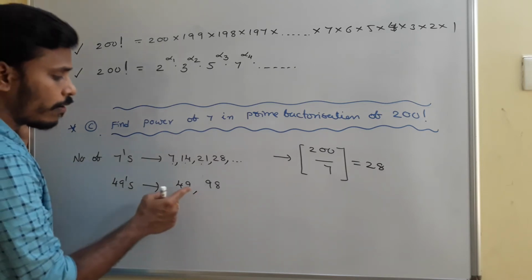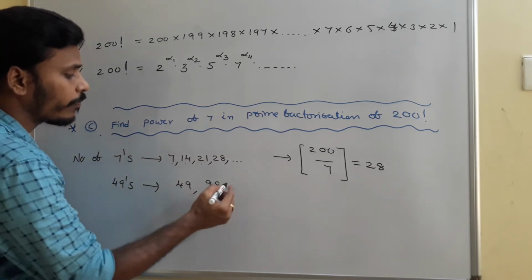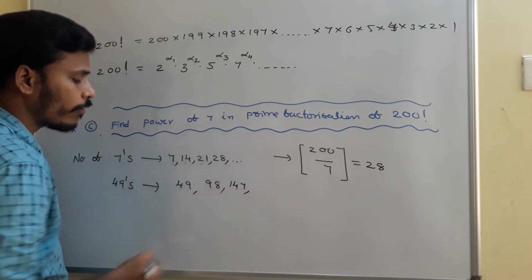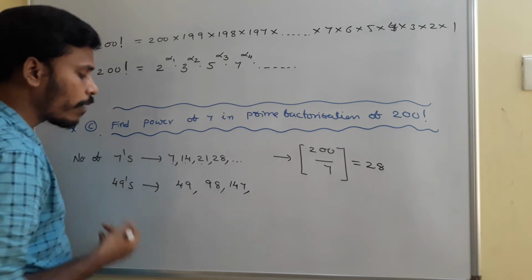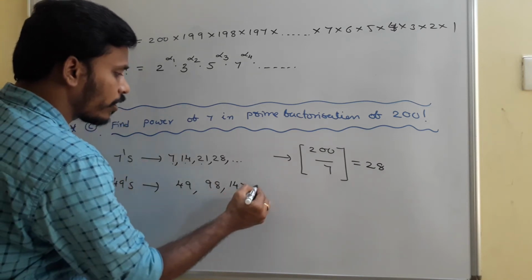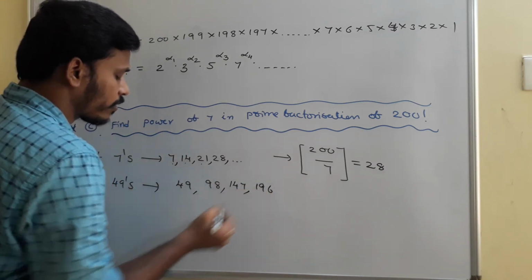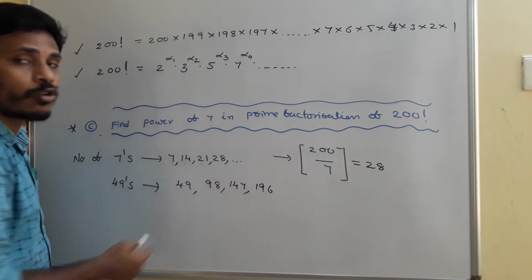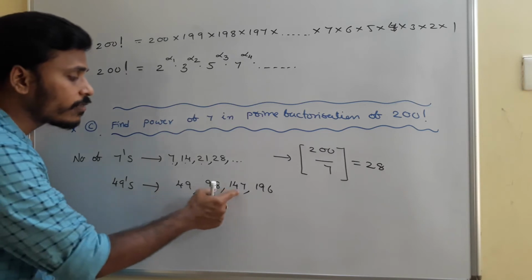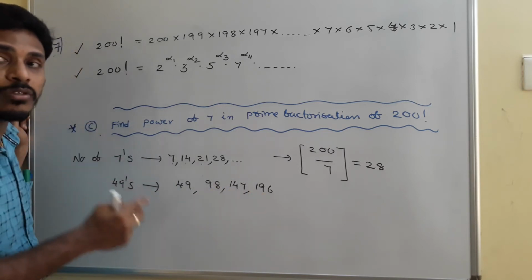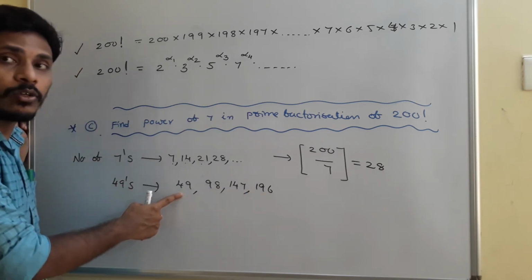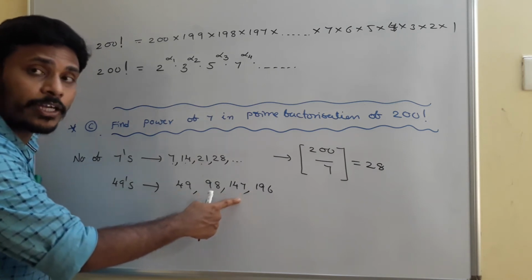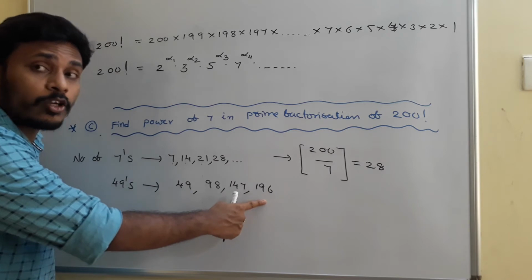Again we need to count 49, 98, and then one more 49 is 147, and one more 49, which is 196. Is it clear? So all these are the multiples of 49. In all these 4 numbers, there are 2 7s, okay. This is 7 square into 1. This is 7 square into 2. This is 7 square into 3. This is 7 square into 4.